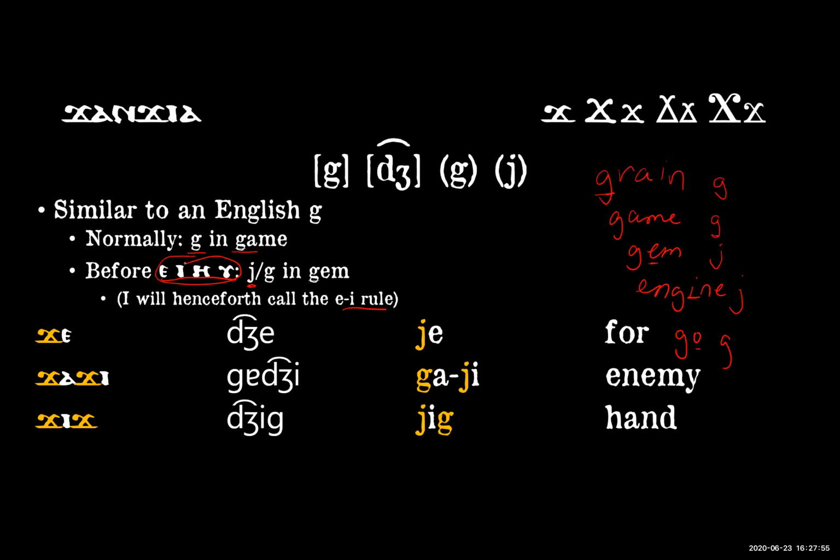So, for example, this is an E sound, so you're going to follow the E rule, so it's J. This is not E or I, so it's going to be the normal sound, Ga. And then this is an I, so Gaji. Gaji's enemy. And then here, this is an E sound, so this is going to make the J sound. And then this one doesn't have anything after it, so it's going to be a G sound, sorry. So it's Jeek. So J, Gaji, Jeek.